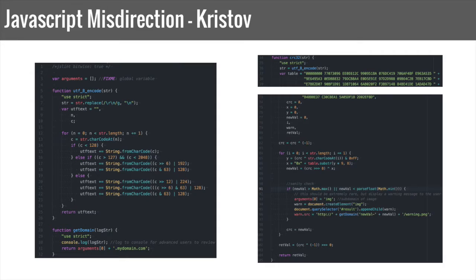So the first is the getDomain function. It takes a parameter called logster, and it says, okay, we're going to write that to the console, and log it to the console for advanced users in order to review that. Okay, that's a little bit strange, but whatever. And then it looks like after that, we're returning arguments[0]. Maybe that has something to do with the global variable. We're saving something in this global variable, .mydomain.com.